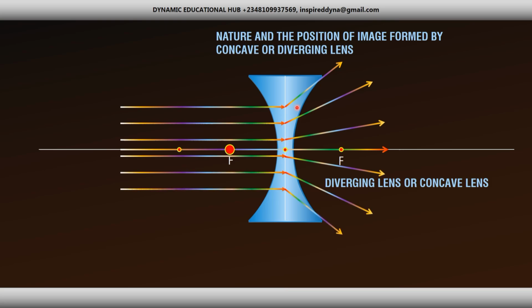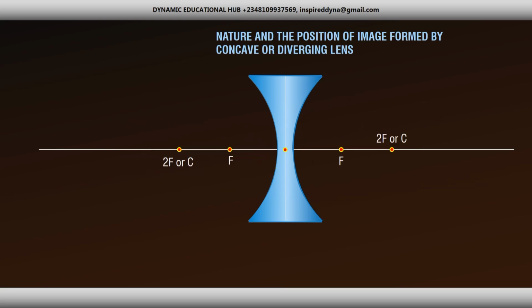Observe this very well. What do we have? We have divergence. Now all these divergent rays will appear as if they are diverging from this focal point. That is why we call this lens diverging lens. Don't forget, concave mirror is converging mirror. Why? Concave lens is diverging lens. Don't forget that.